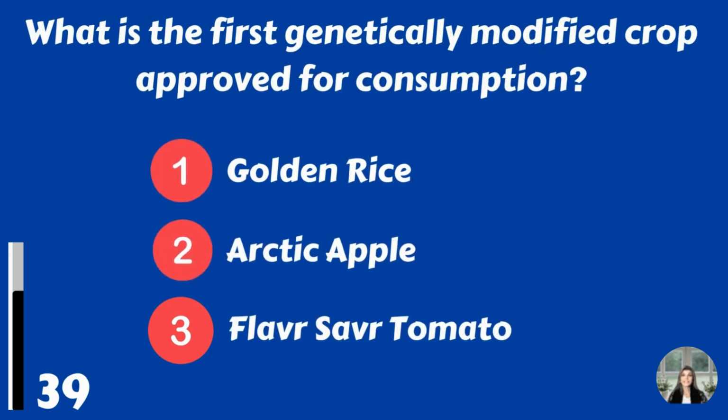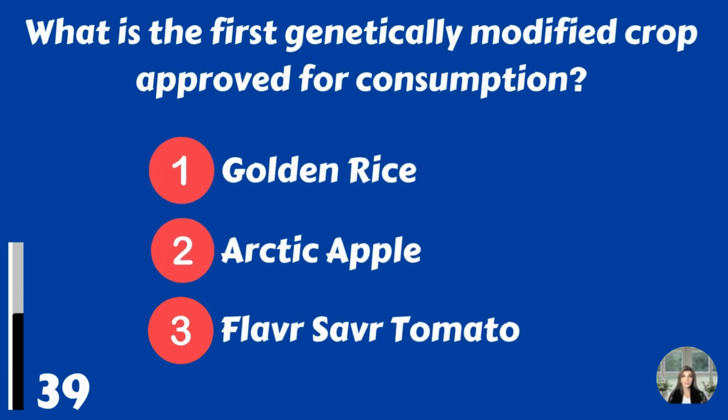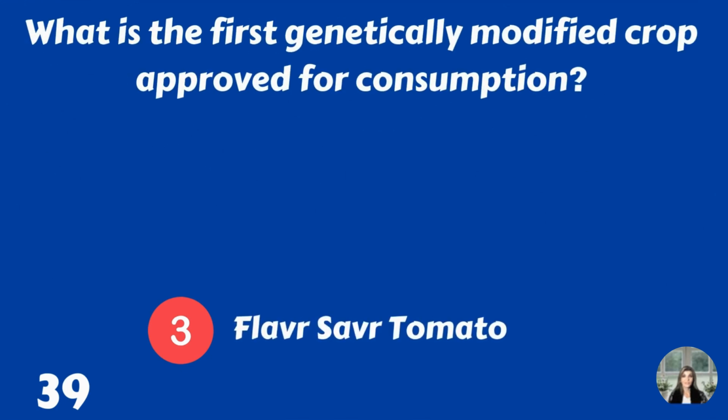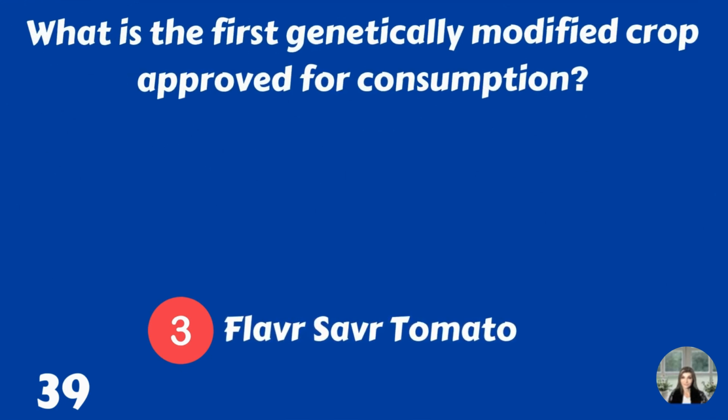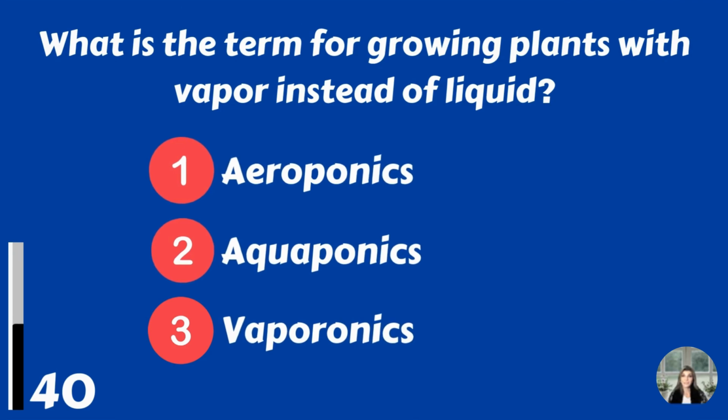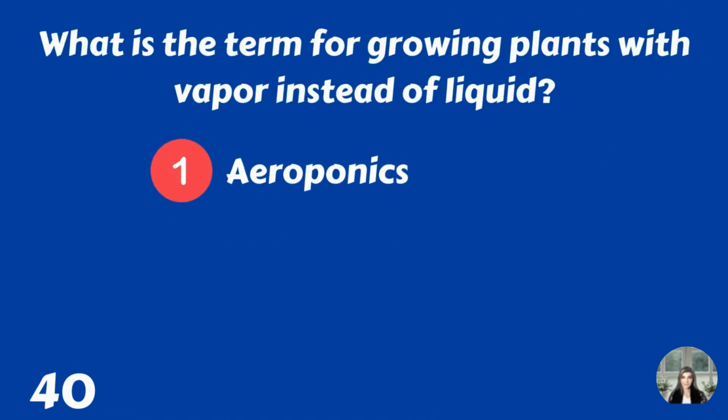What is the first genetically modified crop approved for consumption? Golden rice, Arctic apple, or flavor saver tomato? Flavor saver tomato. What is the term for growing plants with vapor instead of liquid? Aeroponics, aquaponics, or vaporonics? Aeroponics.